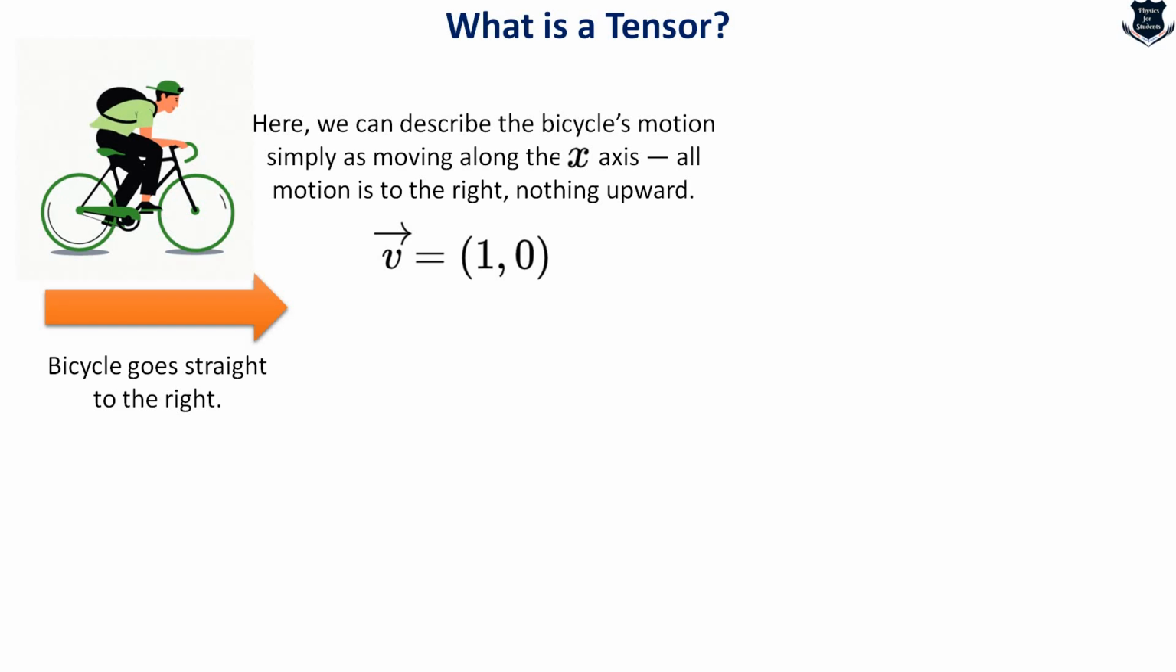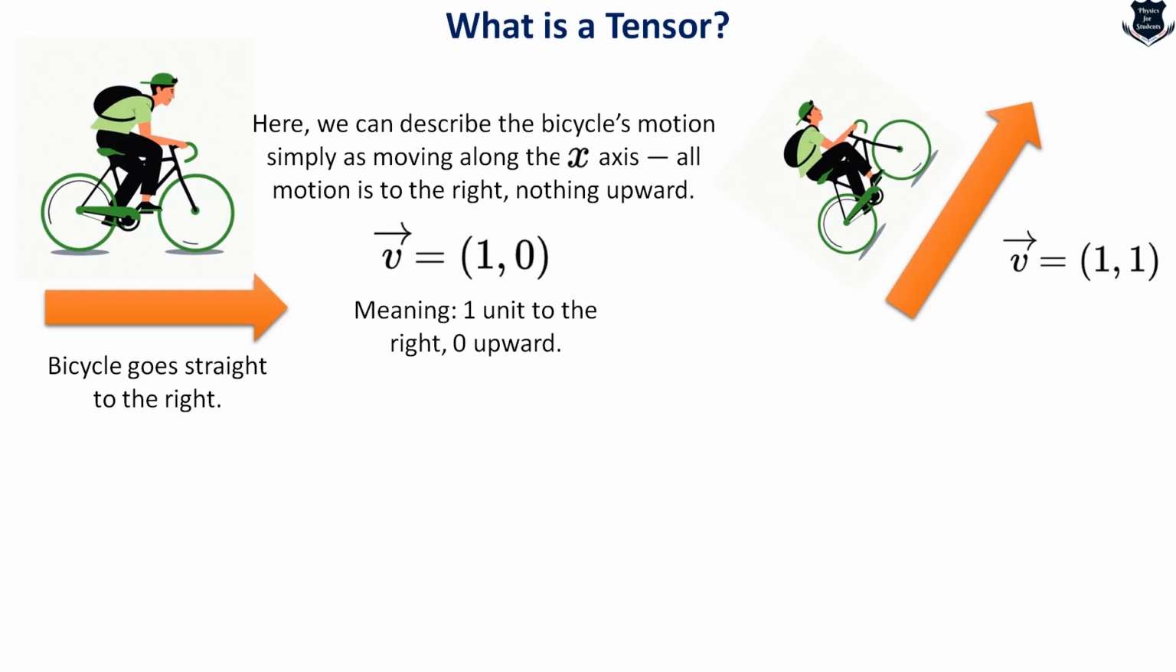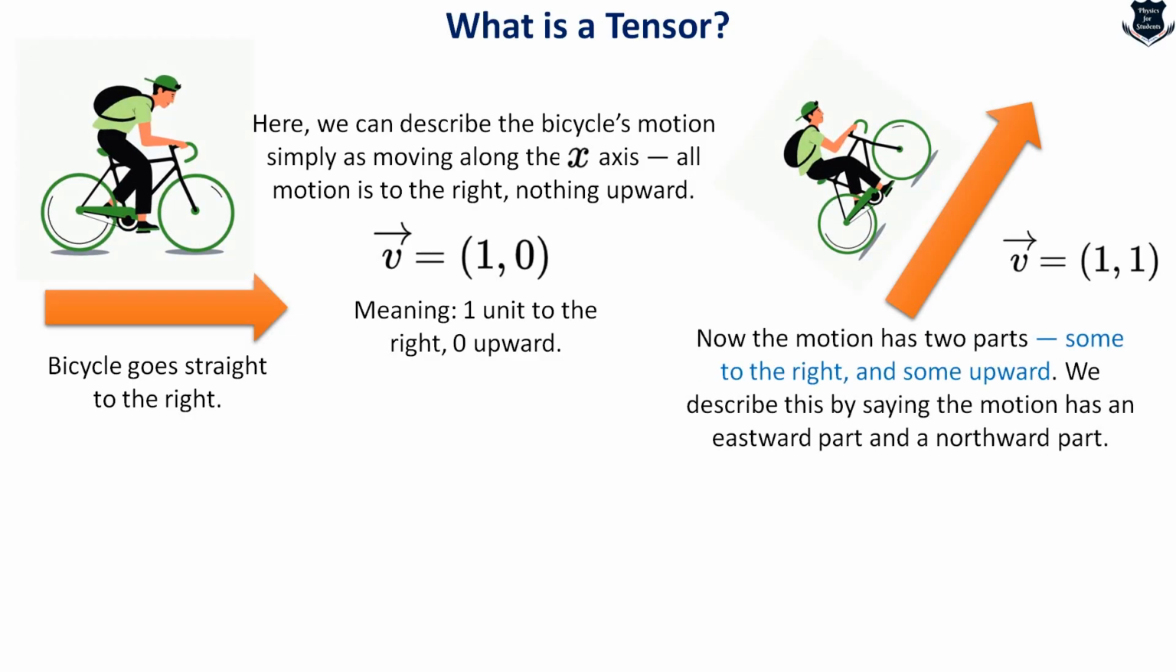So, by mathematics, we can represent this as 1, 0. So, it means that you are just moving one unit to the right and nothing upward. Now, consider the same person who is bicycling in this direction. So, the arrow points towards this. And here we can say 1, 1. That means some to the right and some towards the upward. So we describe this by saying that the motion has an eastward part as well as a northward part.